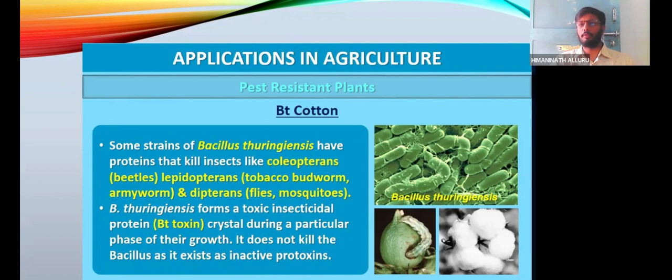The children will be mostly clear only when we are teaching this. They won't have doubt. Why? Because they have already studied this in the previous lesson, microbes in human welfare. They have already studied that.